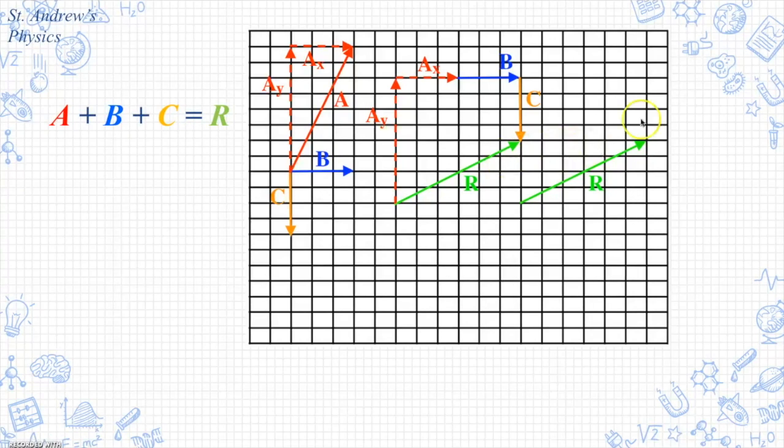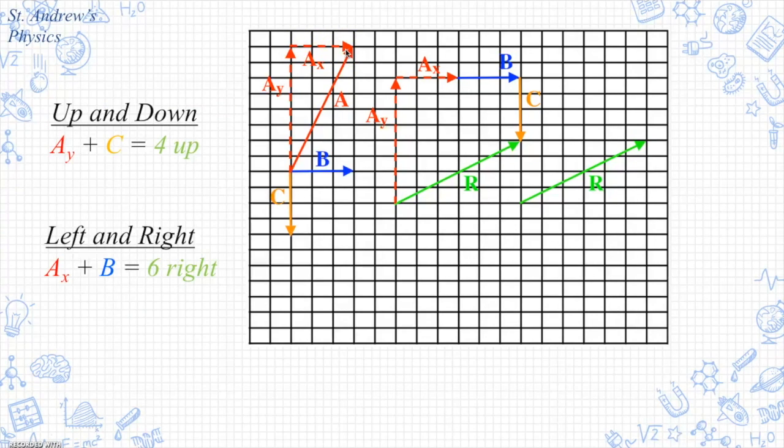But in this case, I've taken the A vector and I've broken it into a Y component, or an up and down component, and an X component, or left to right component. Sometimes this is referred to as vertical or horizontal components. Now if I look at everything that is going up and down, I have my A Y up and C down, but the result is 4 up, because 8 up plus 4 down is 4 up.